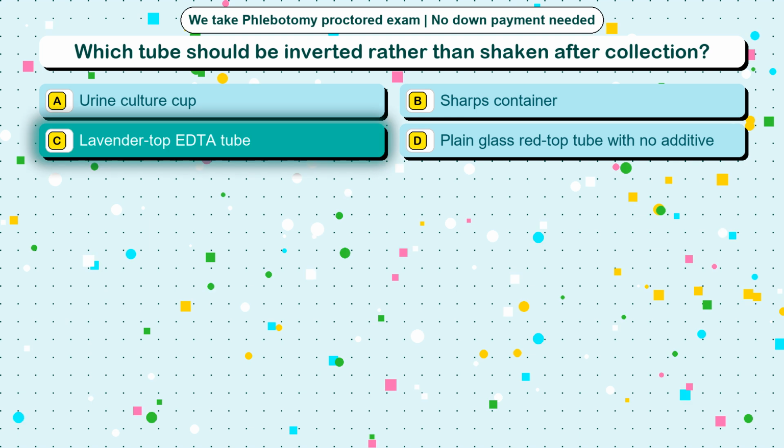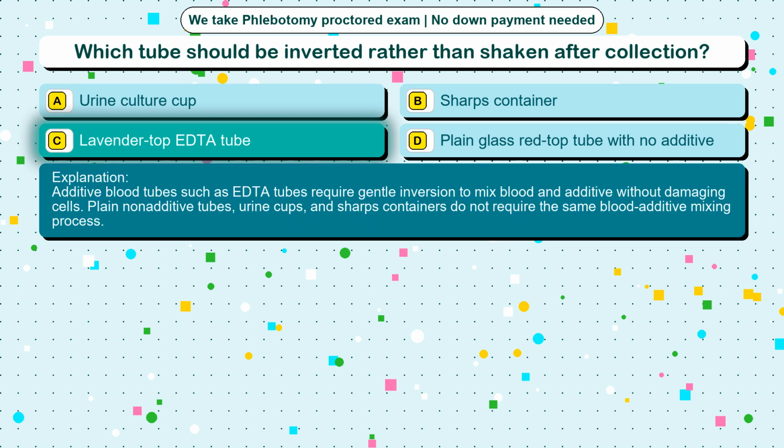The correct answer is option C, lavender top EDTA tube. Additive blood tubes such as EDTA tubes require gentle inversion to mix blood and additive without damaging cells. Plain non-additive tubes, urine cups, and sharps containers do not require the same blood additive mixing process.